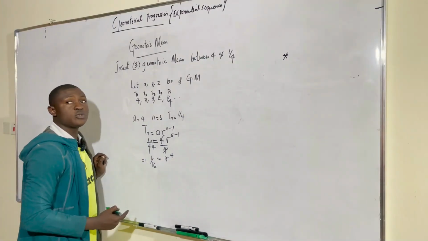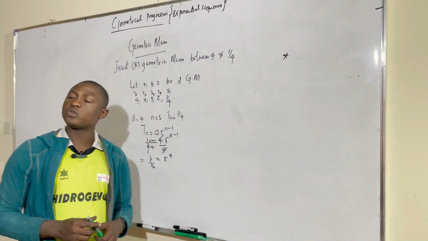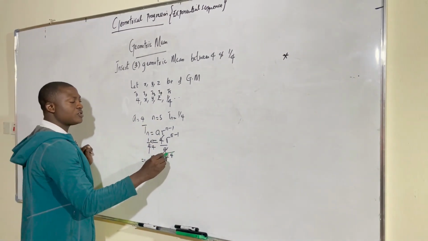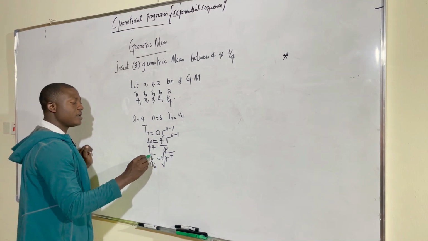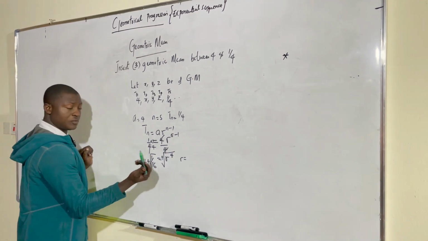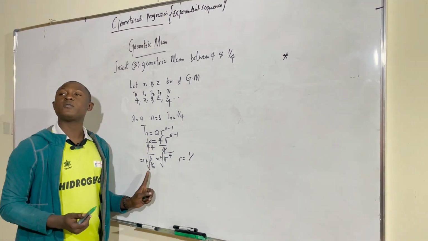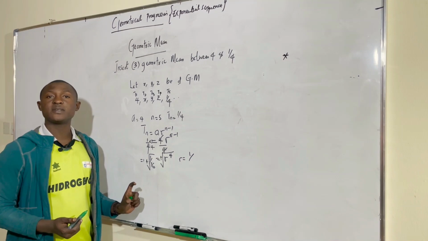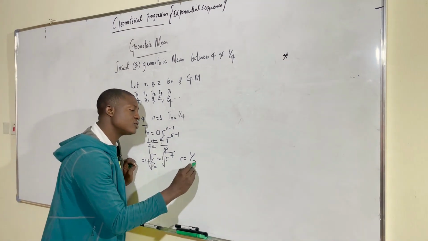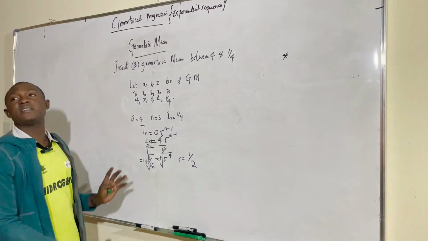So I'm looking for r. What can we use to cancel the power? If you have a power of 4, the only thing you can use is the fourth root on both sides. Meaning, what number can we multiply 4 times to get 1? Of course, that one is 1. Then, what number can we multiply 4 times to get 16? That's going to be what? Yeah, exactly. That's going to be 2. That means our common ratio is equal to 1/2. We have already simplified the problem.